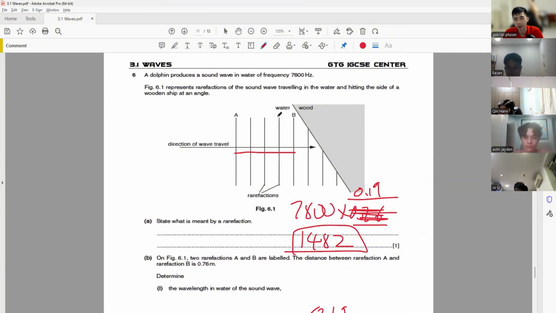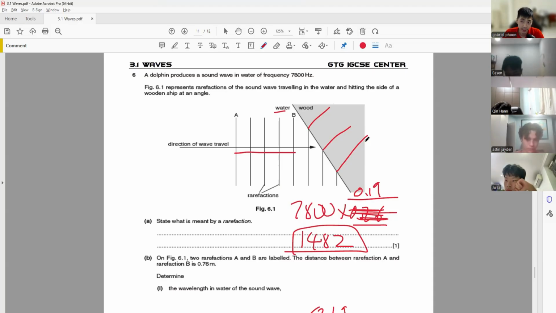Anyways, they ask you to sketch the position of the rarefactions. This is a sound wave, right? Will the sound wave travel faster in water or wood, Hayden? Wood. Good. So how are the wavefronts going to look when it reaches wood? Will they lead forward or will they lag behind? Lead forward. Very good. So you just draw one, then make sure the rest of it is parallel with the first one. Then you're good to go already.